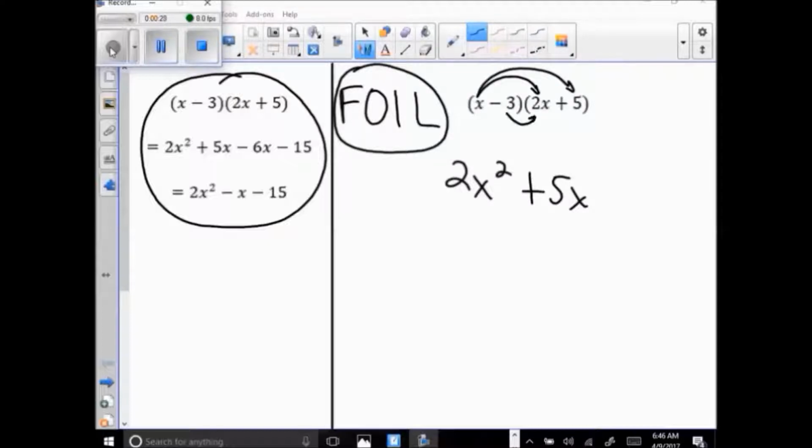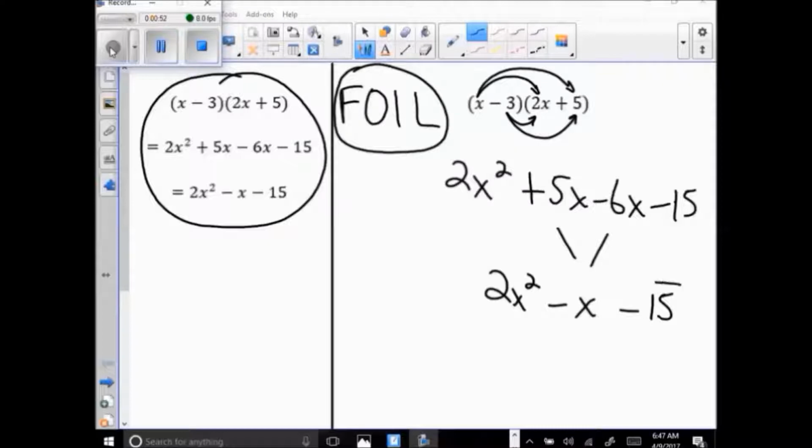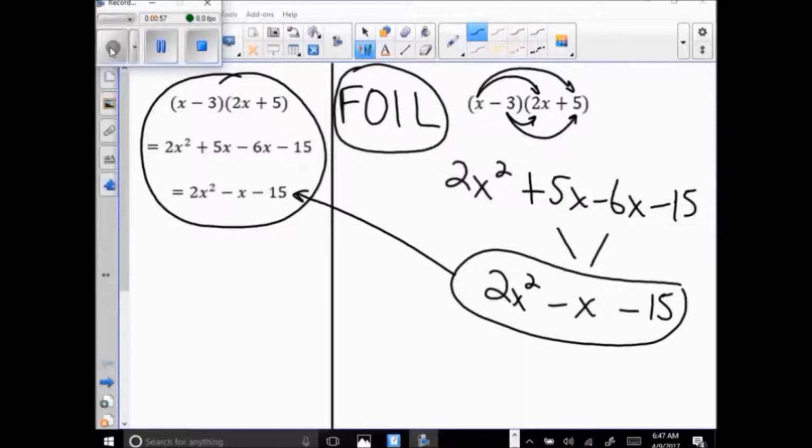The I stands for the inner two terms. That gives us negative 6x. And the L stands for the last two terms. That gives us negative 15. The last step in the procedure, combine like terms. So we have 2x squared minus x minus 15. And you can see we have the same answer as the bad example, only we used the multimedia principle.